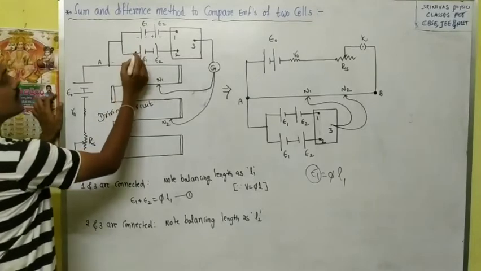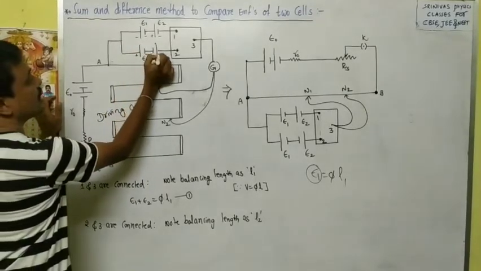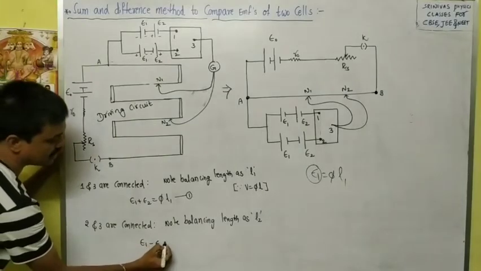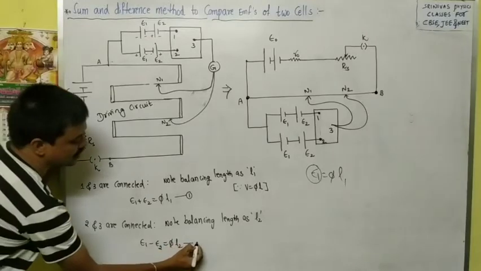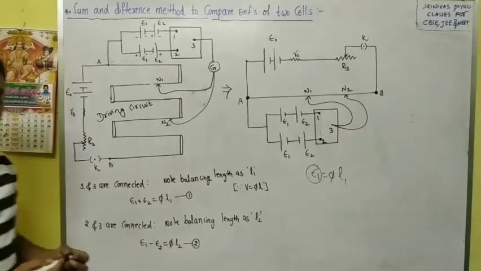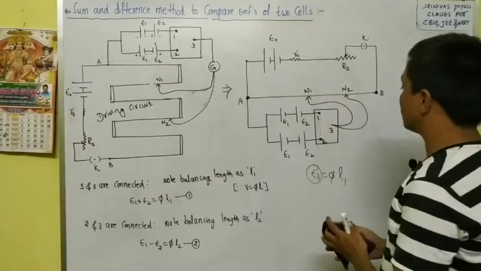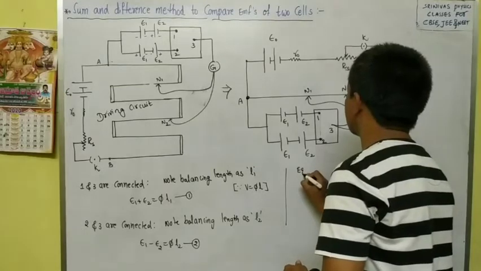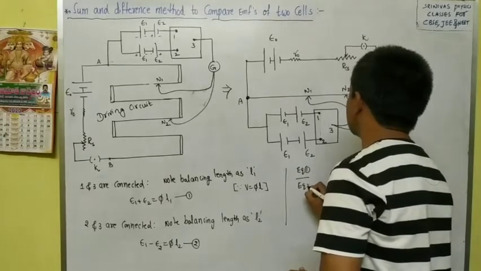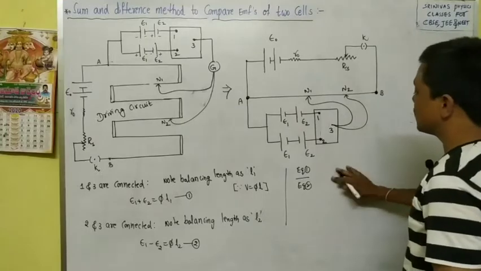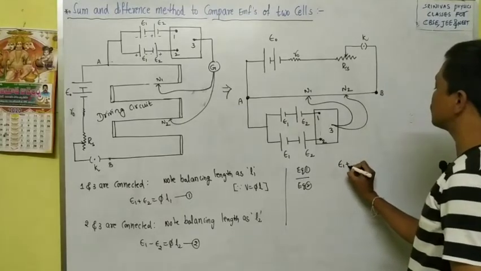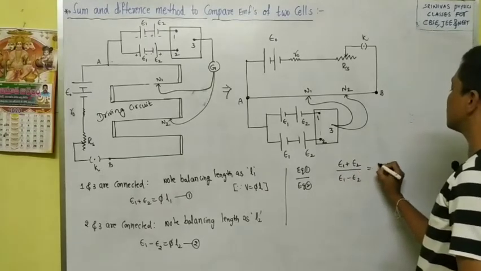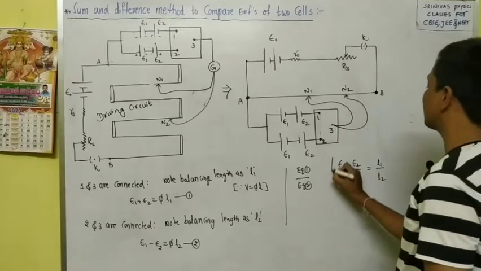Next time, this is also series, but the wrong connection. Negative connected to negative. What is the effective EMF? E1 minus E2 or E2 minus E1. Its balancing length you note as L2. Then you will get equation 2. Now let us find the ratio between these two. Equation 1 by equation 2. We will get E1 plus E2 by E1 minus E2 equal to L1 by L2. This formula we have to use.